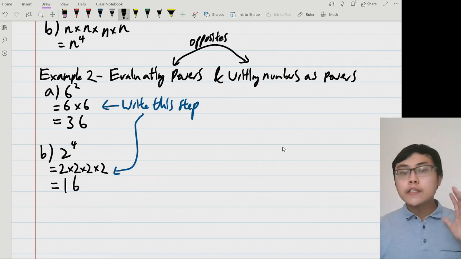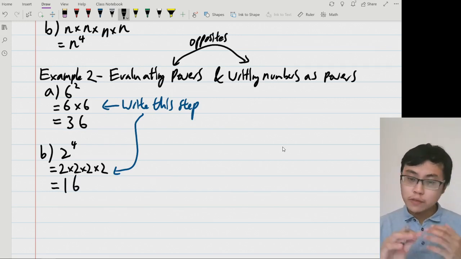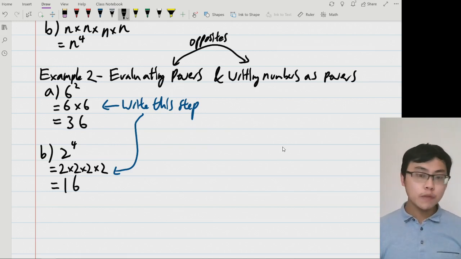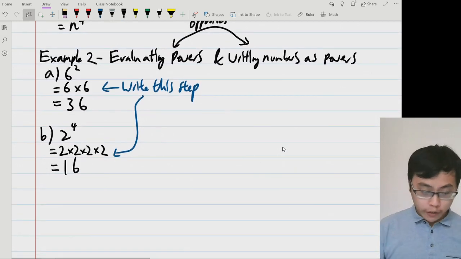So again, just use multiple ways to make sure you got the answer correct. Don't just quickly do the answer and assume you got it right. We have to always check whether our answers are correct or not.